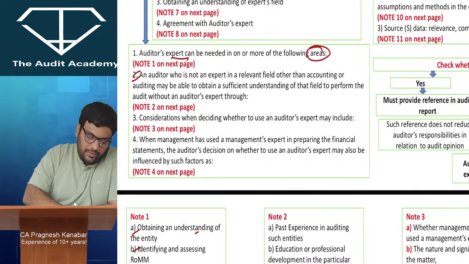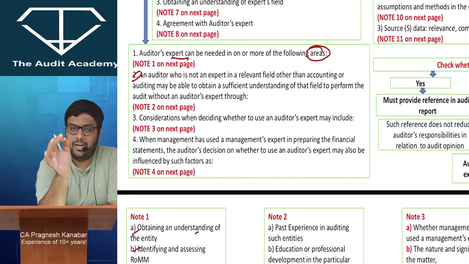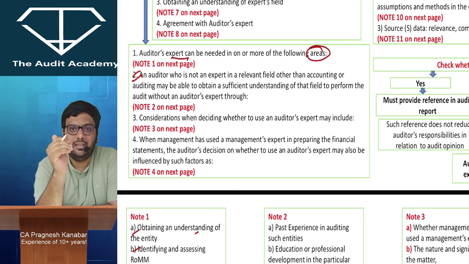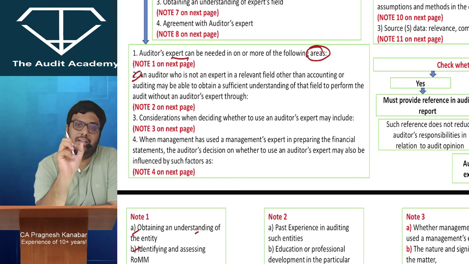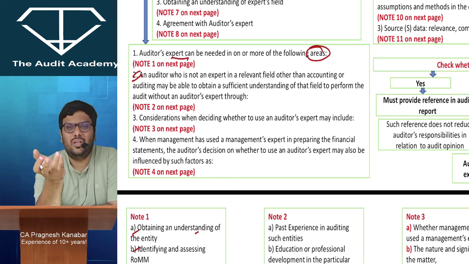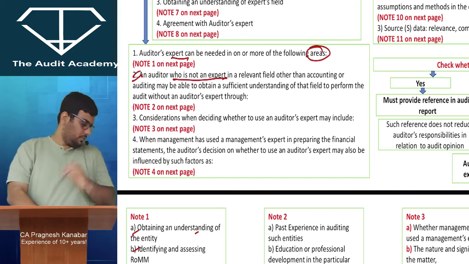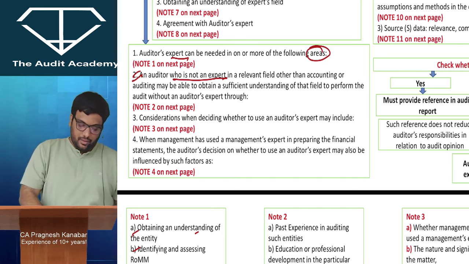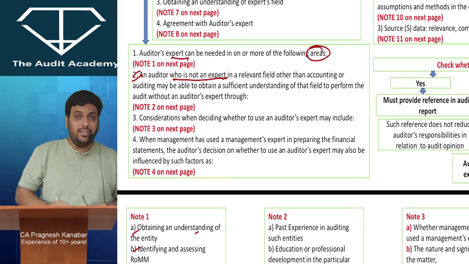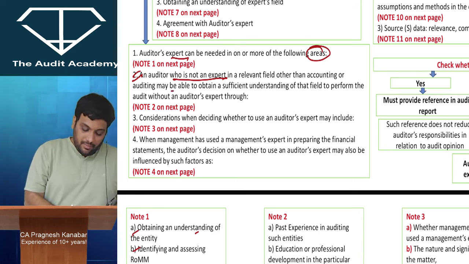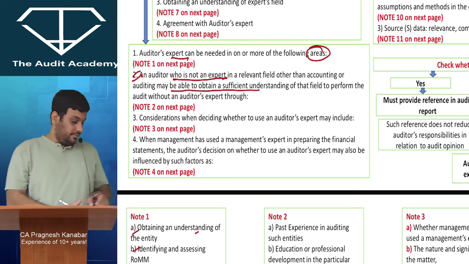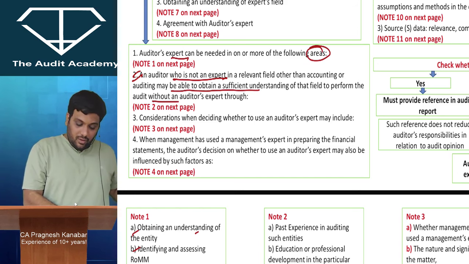Now listen to me. If you are a chartered accountant in practice and you are the auditor, but let us say you also have a law degree and you can easily understand the legal words and technical meaning of the litigation claims, will you need an expert if there is a legal issue? No. Only if there is a high profile legal issue you may need it. So an auditor who is not an expert in a relevant field other than accounting and auditing, let us say the legal field or taxation field, normally we don't need an expert because we try to understand it on our own. He may be able to obtain a sufficient understanding of that field to perform the audit without an auditor's expert through.